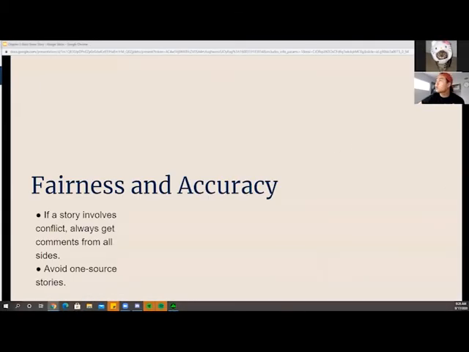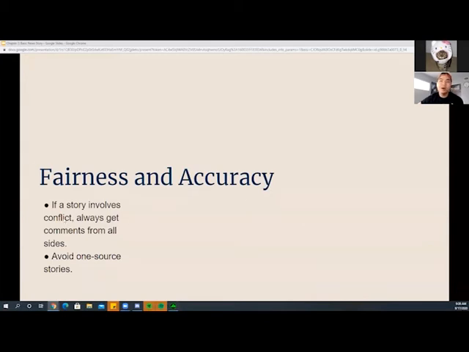All right, so what we strive for is fairness and accuracy. If a story involves any type of conflict, always get comments from all sides. So if you want to cover the presidential election, make sure you get people that are Republicans and Democrats. Avoid one source stories. For example, if Kiria got in a fight in the cafeteria, and the only person that saw it was Darlene, even though Darlene's a very trustworthy person, it's not good to only get her perspective. If we have some sort of event, always get multiple perspectives, because one person's point of view is very subjective. But if you get multiple people's accounts, then it becomes a little more clear what happened during that event.